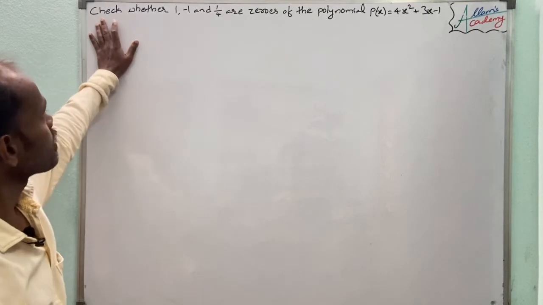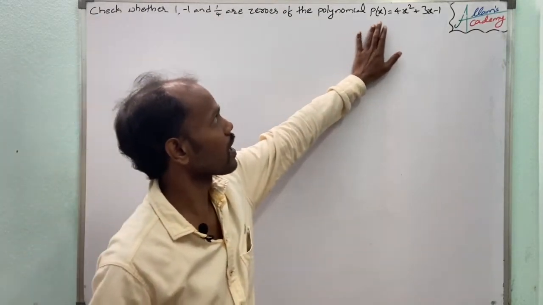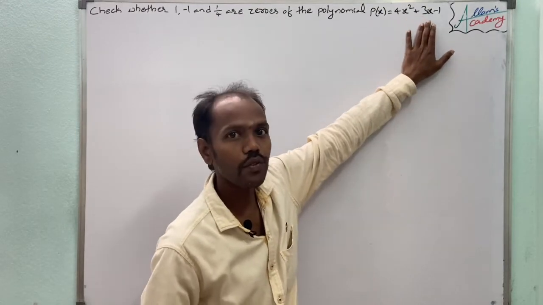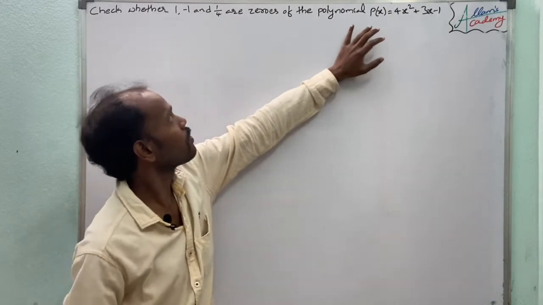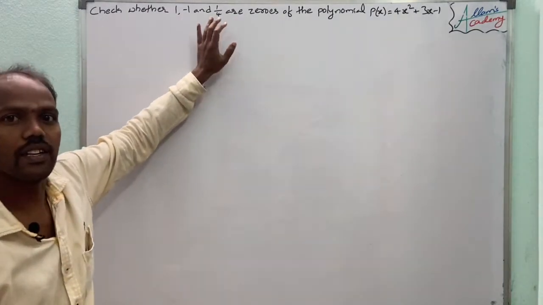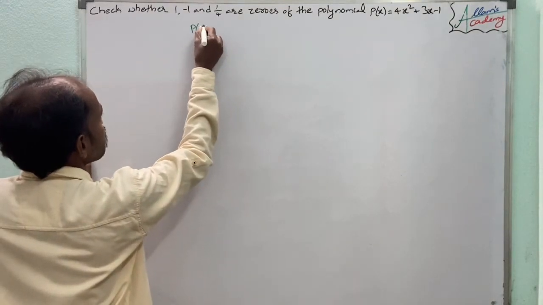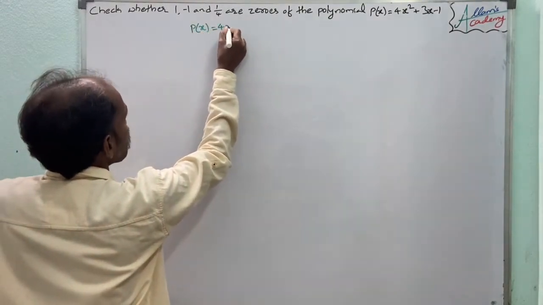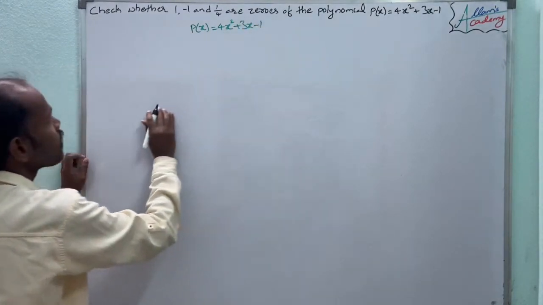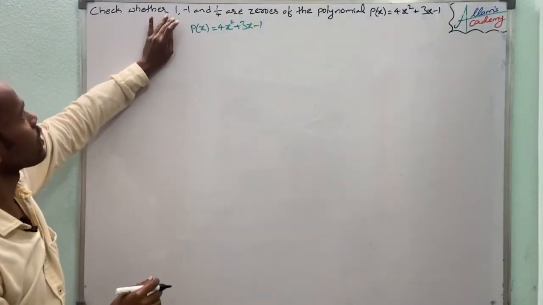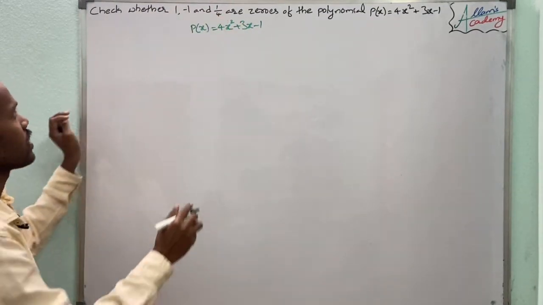The problem is: check whether 1, minus 1 and 1 by 4 are zeros of the polynomial p of x equal to 4x square plus 3x minus 1. So we have to check whether these are zeros of this polynomial or not. The given polynomial is p of x equal to 4x square plus 3x minus 1. Now in the place of x we substitute these three values and check whether they are zeros or not.